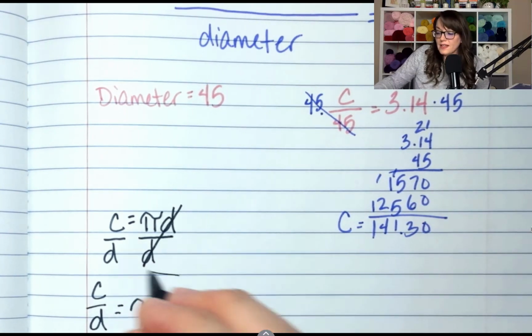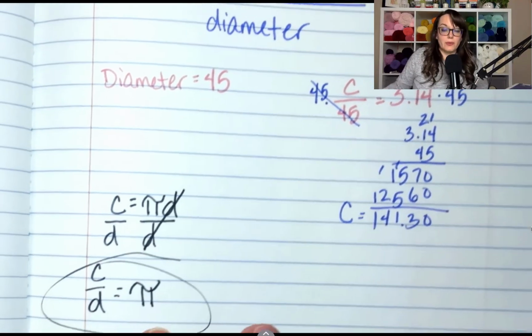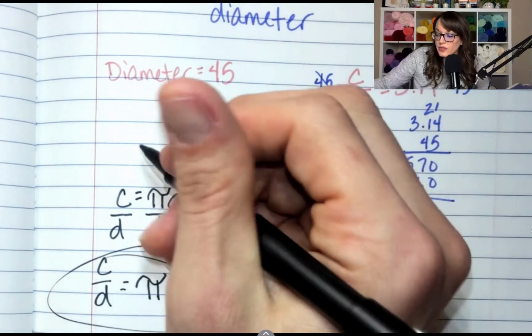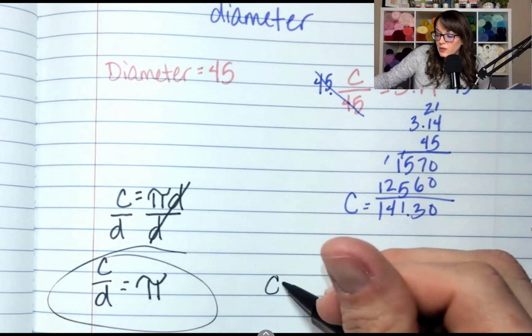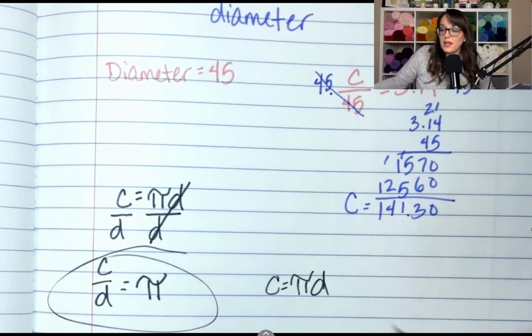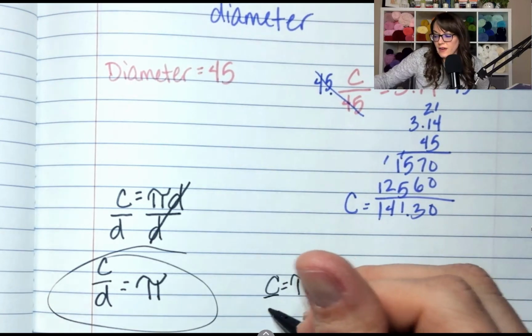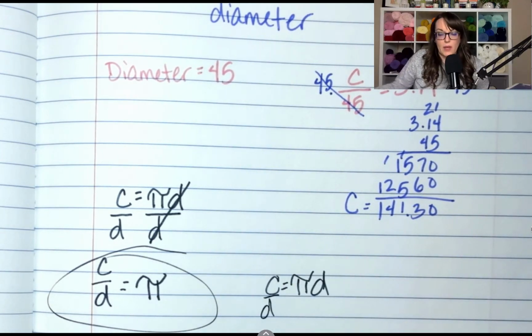Now, this is something you have to remember. They're not going to tell you. They are going to give you the circumference formula, C equals pi times D, and you have to remember to divide by diameter. So circumference divided by diameter is how we get pi. It's been a test question. It's going to be a test question. Remember, circumference divided by diameter equals pi.